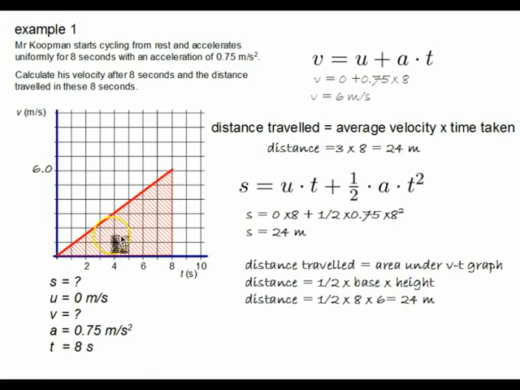Now you can see that the area is shaded here, and shown is that the distance equals half times base times height. A half times 8 times 6 makes 24 meters.